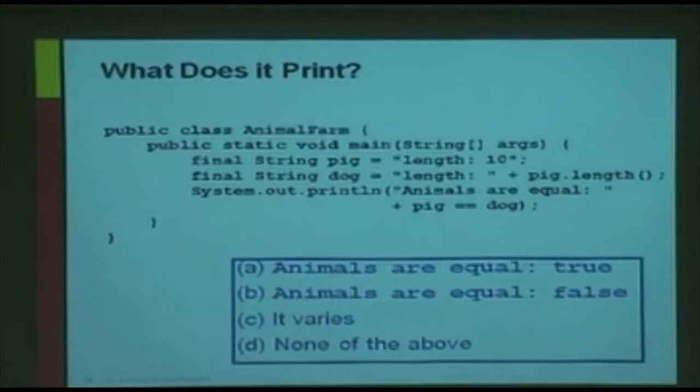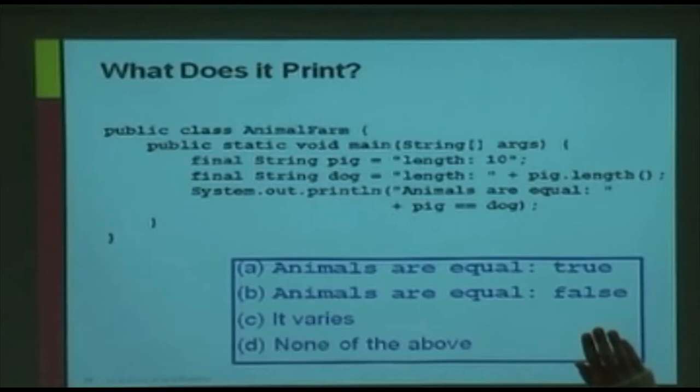How many people say animals are equal false? That would be about 8 of you, 9. How many people say it varies? You don't want them to get lonely. How many people say none of the above? We've got about 6, 7.